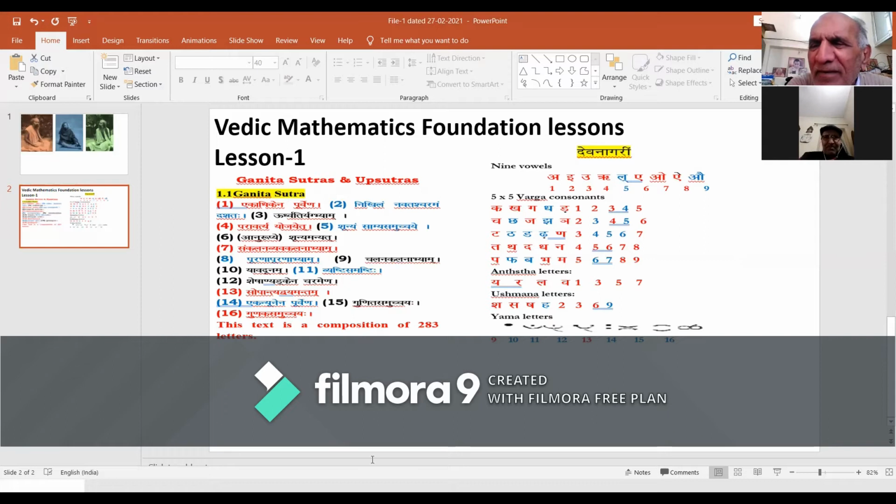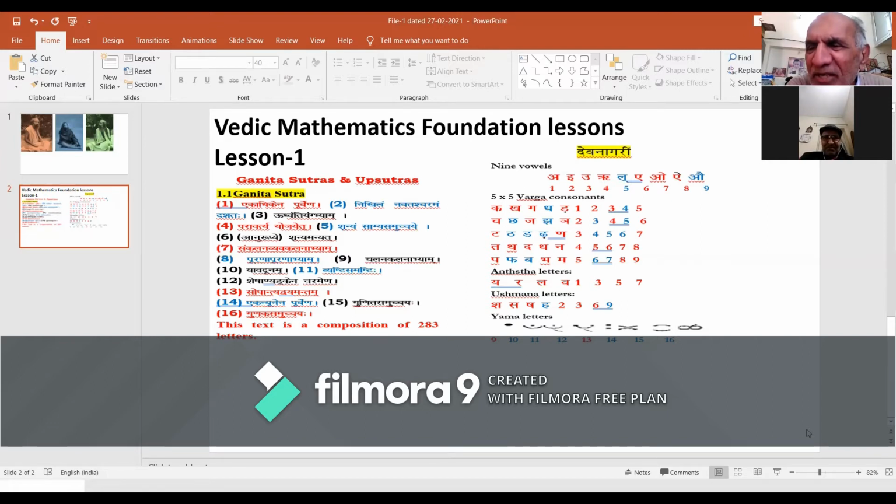Once one memorizes this text, then even this written form will be dispensed with and everything will become mental. That is why Vedic mathematics is said to be a mental mathematics. First feature, there are 16 sutras. These 16 sutras are available in all 283 letters.